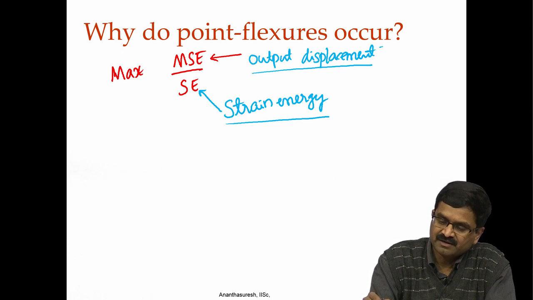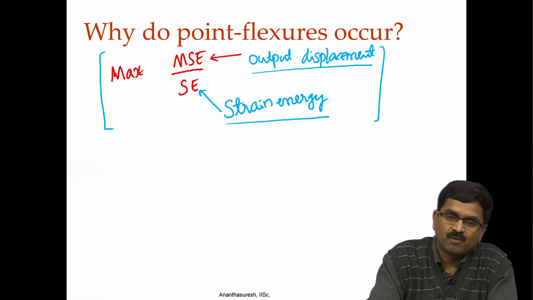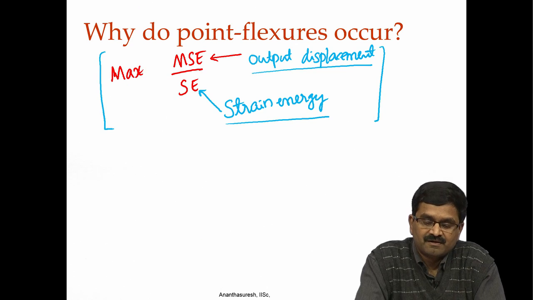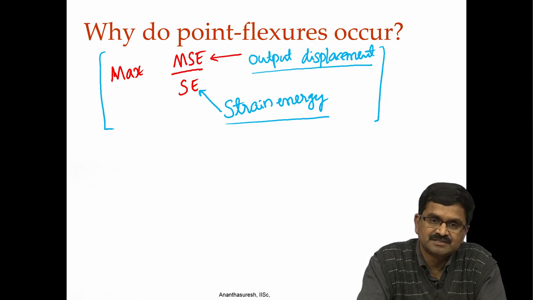Why do they occur? The reason is that we are trying to ask what rigid body linkages very clearly satisfy. What we were formulating so far is not for compliant mechanisms, but actually for rigid body linkages, because they satisfy this so very well. They will have zero strain energy and a lot of displacement, a finite and rather large displacement. So, that is why point flexures occur.